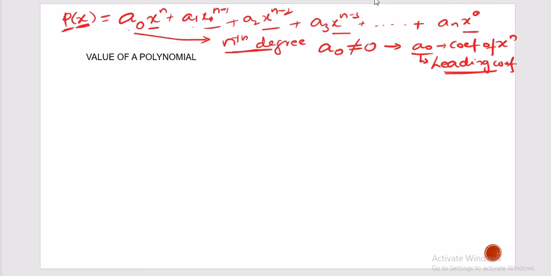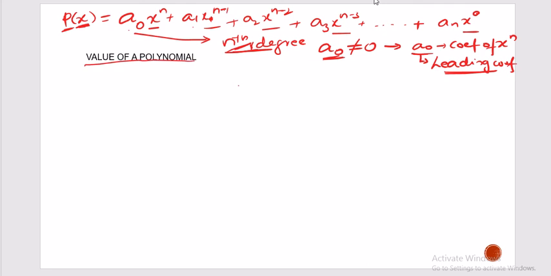Now always remember, if you want to say this particular polynomial is an nth degree polynomial, then its leading coefficient should not be 0. Always do remember this. Whenever you are going to write this, we will be representing it in this way. So p of x is represented in this particular way. Otherwise, you can represent it in reverse order also.